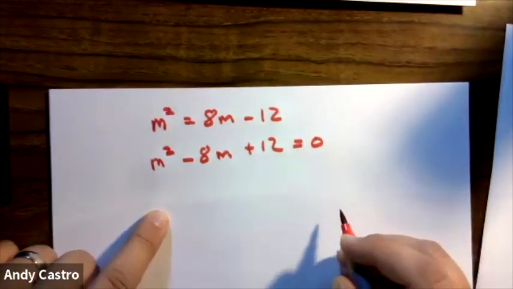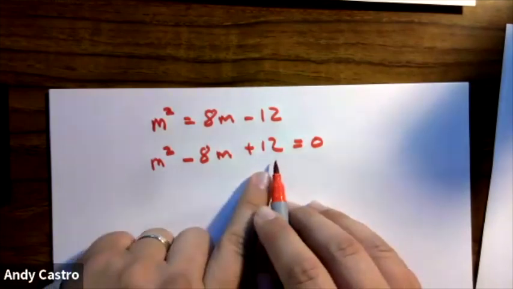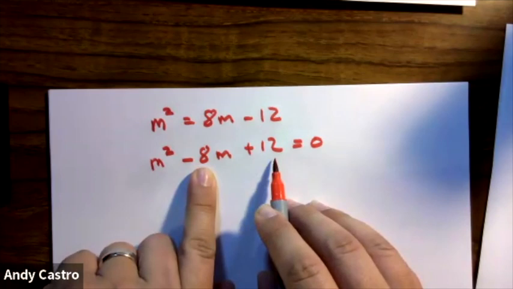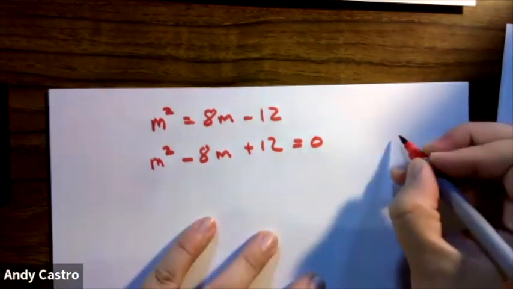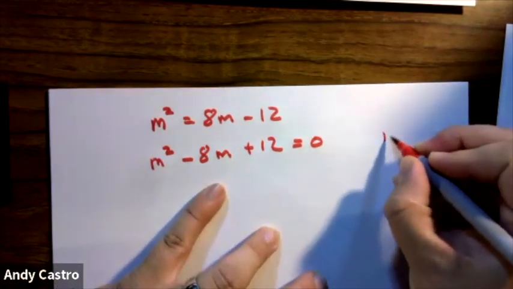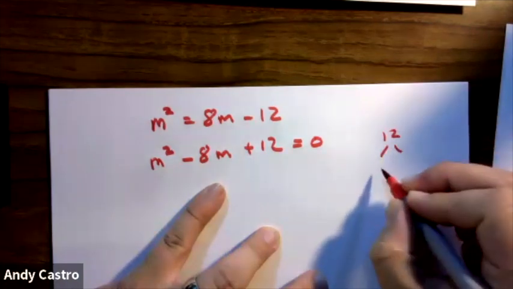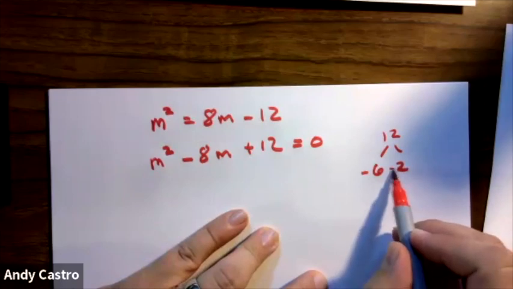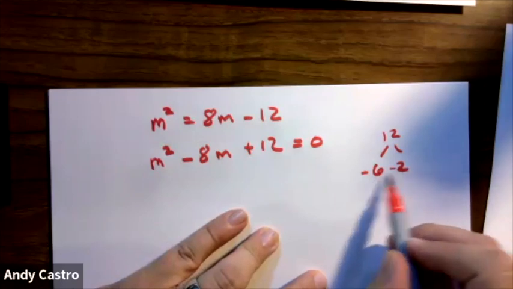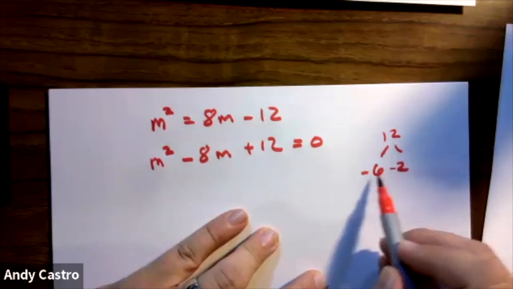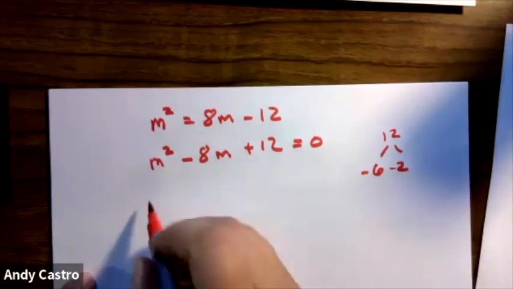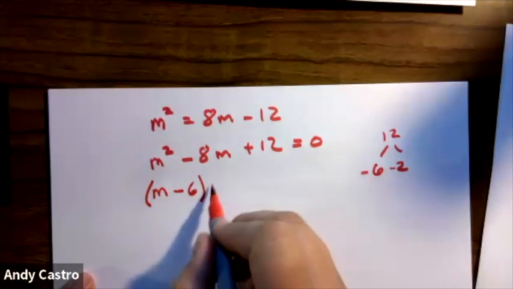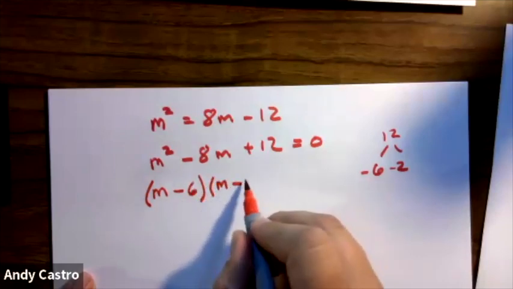And now I'm looking for two numbers that multiply to give me 12 that add to give me -8. So that looks like a 6 and 2, right? I could do a -6 and a -2 because those multiply to give me +12, but they'll add to give me -8. So we've got m minus 6 and m minus 2.